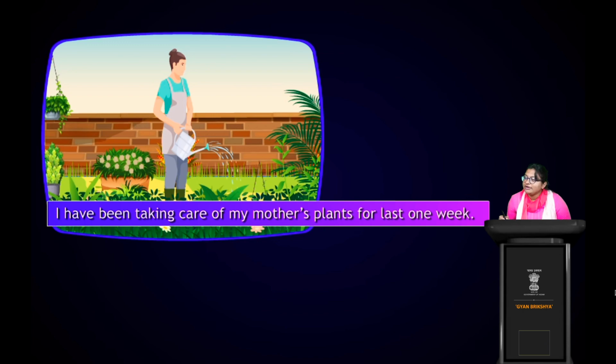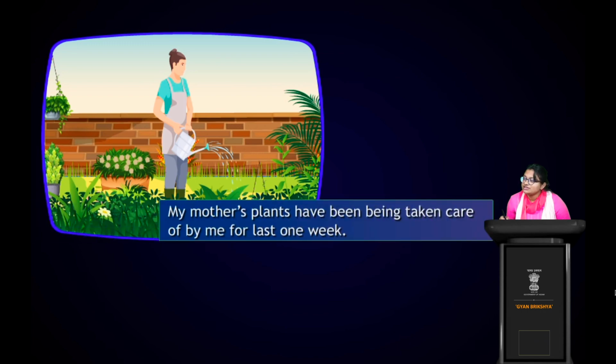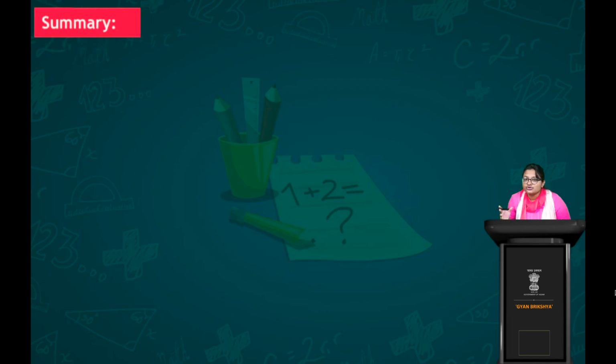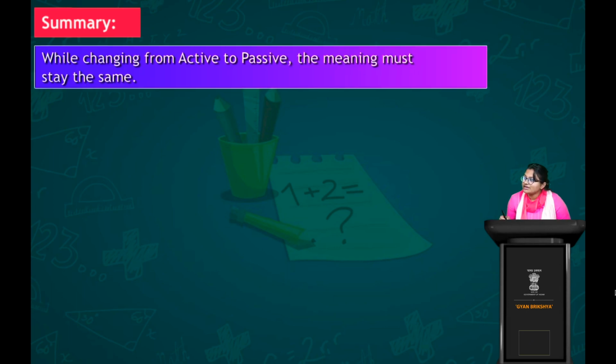Right, then I have been taking care of my mother's plants for last 1 week. Now it changes to my mother's plants have been being taken care of by me for last 1 week. So have been being. Okay, so that is the thing that you need to remember with regard to present perfect continuous tense, right?